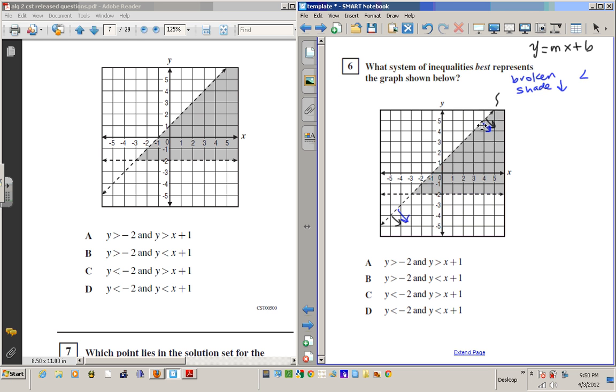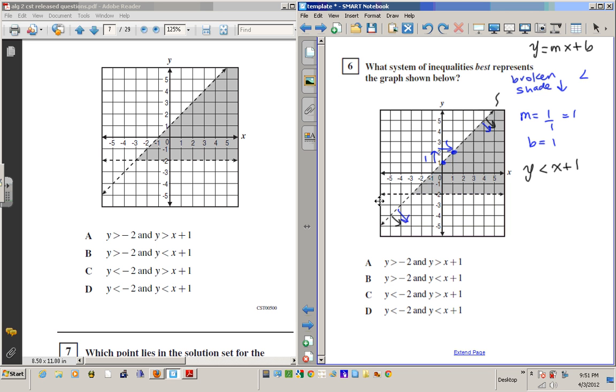So what is m for this line? M is the slope, rise over run. Starting from this point to this point, I need to rise 1, go up 1, and run 1. So m is 1 over 1, which is just 1. B is your y-intercept. Where do you start on your y-axis? You start on 1, so your b is 1. So what is the equation of this first line? Because you're shading down and it's broken, y is less than x plus 1.